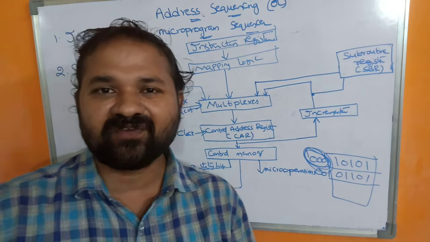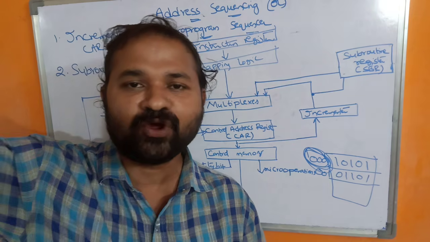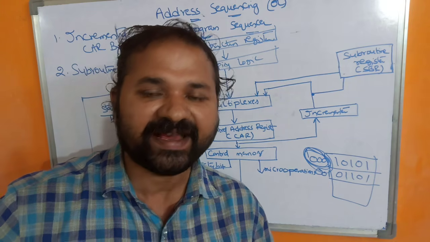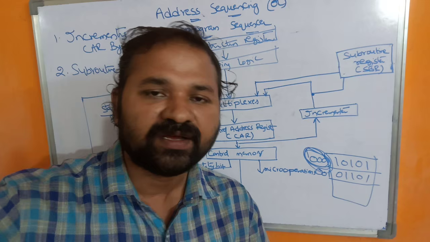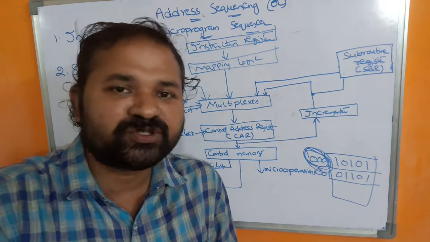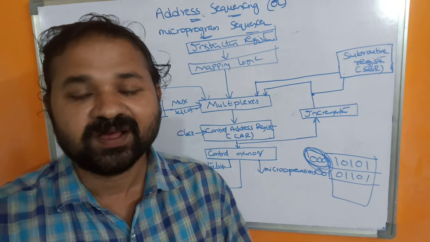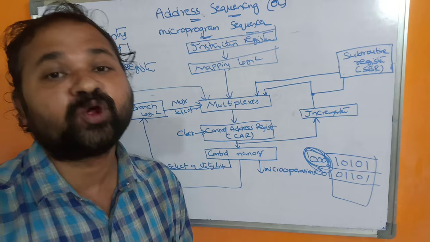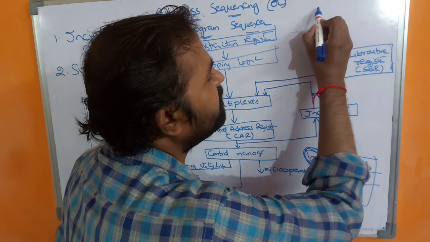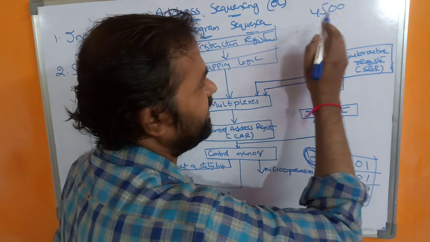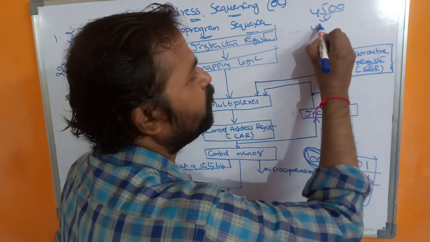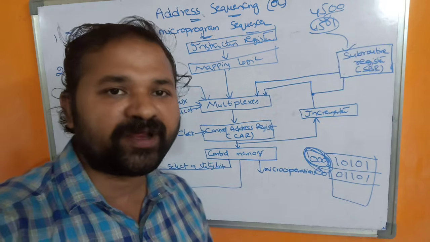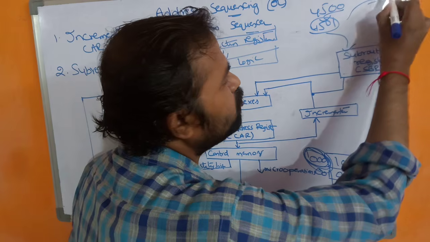We know that whenever a function is called, the control goes to the function definition. All the statements in the function definition will be executed. Once the execution is over, the control comes to the next statement of the main program. That next statement will be stored in the subroutine register. Let's say in the main program we are at address 4500. What is the next instruction? 4501. So this 4501 will be stored in the subroutine register. After that, the control goes to the subroutine.